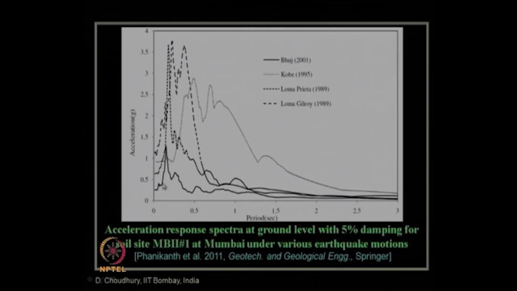For Bhuj motion, this dark solid line, for Kobe this dotted one, for Loma Prieta this one, for Loma Gilroy this one. Okay. So, depending on different input motion, your output is also different, as you can see. For the same borehole location MBH1 at ground level. So, this response spectra is at ground level, considering 5% damping at the soil site.